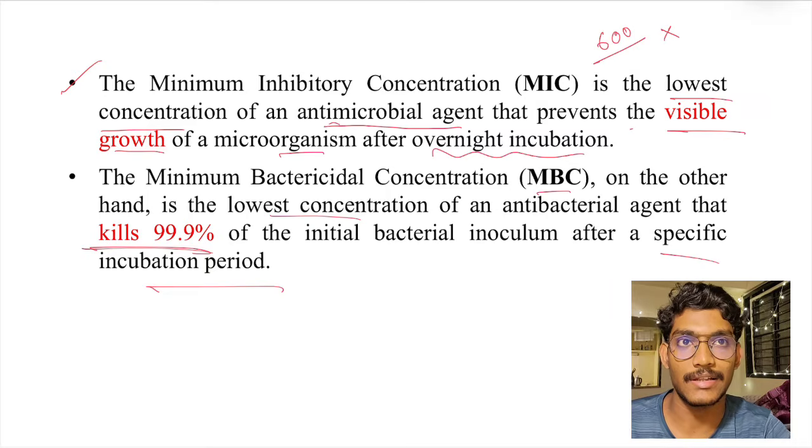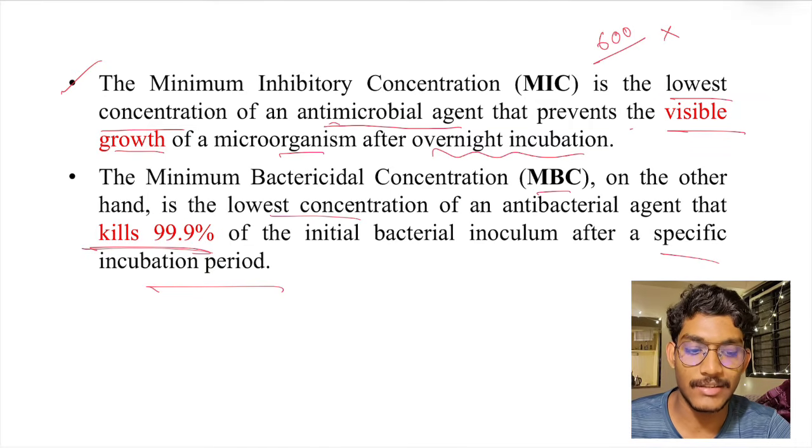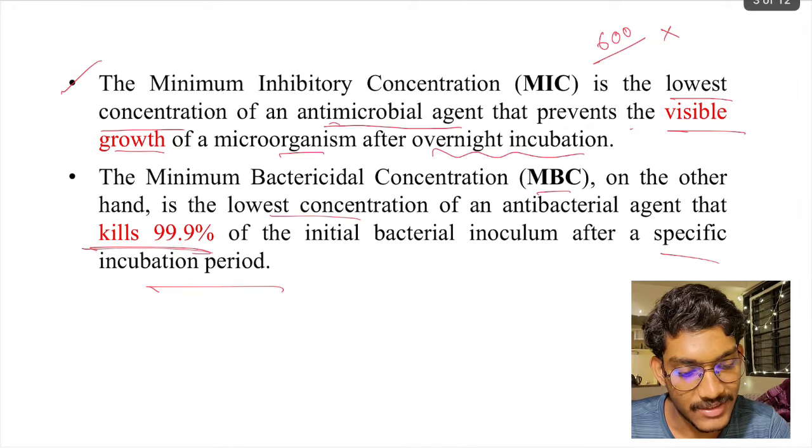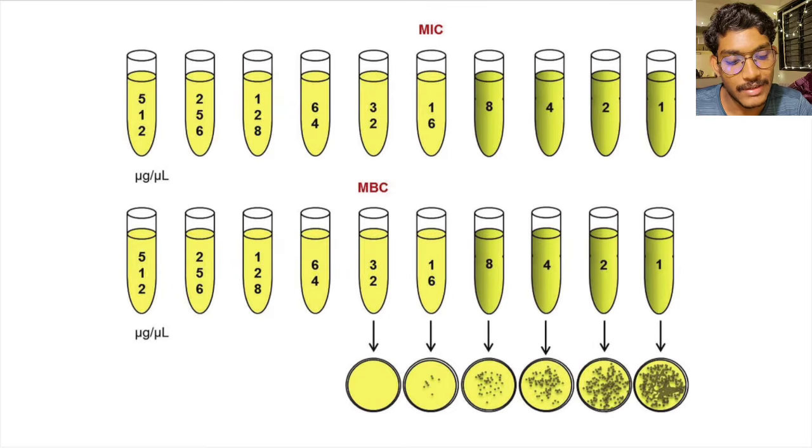Now you might think that if there is no visible growth, then the bacteria are killed, and that's why there is no visible growth. But that's not always the case. Now let me discuss how to determine MIC and MBC values.